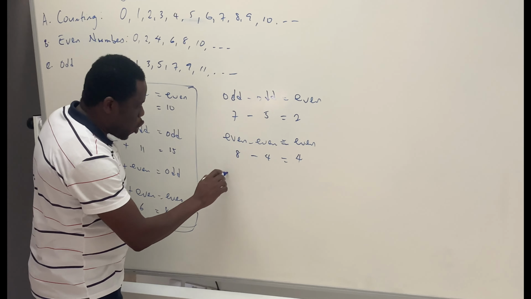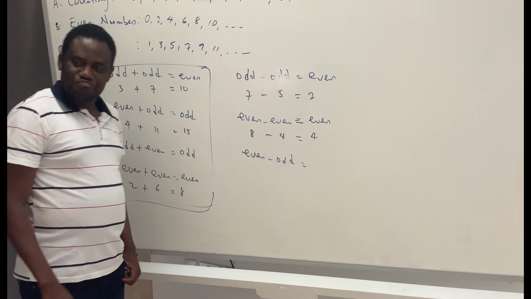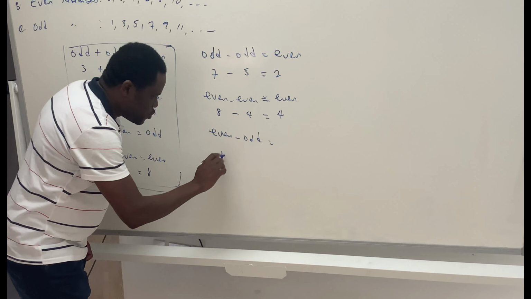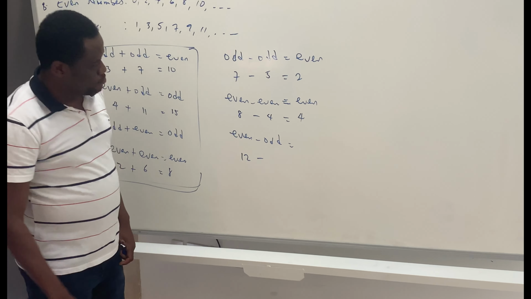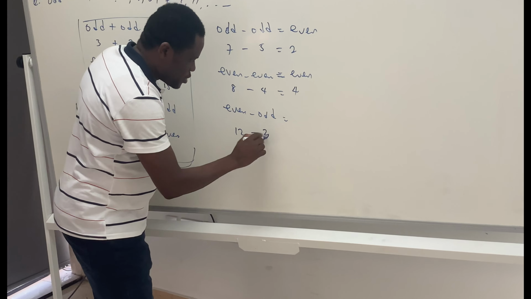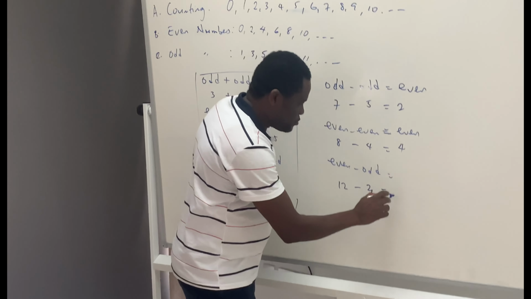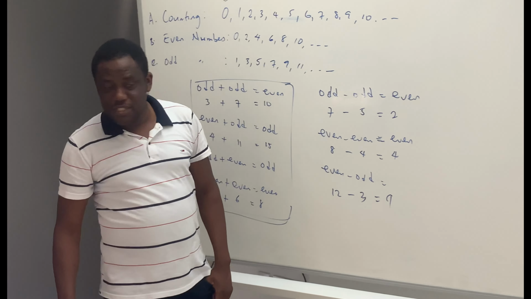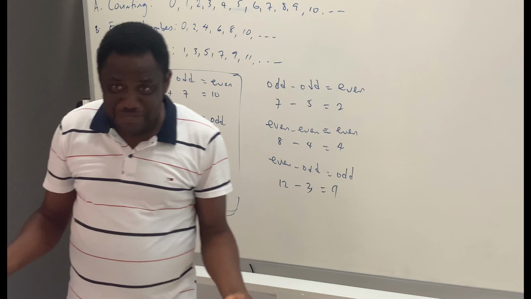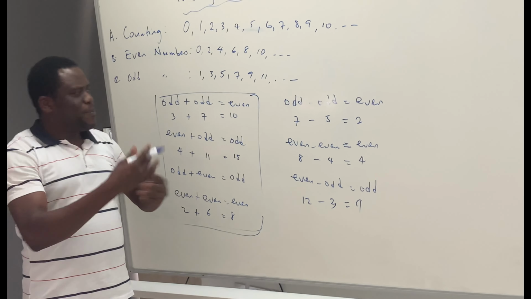What if we have odd? Even minus odd. What do we get? It should be odd, right? Let's check it. 12 is even. 3 is odd. So minus it, what do we have? 9. And 9 is what? Odd. As predicted. Okay. We can play around like this.